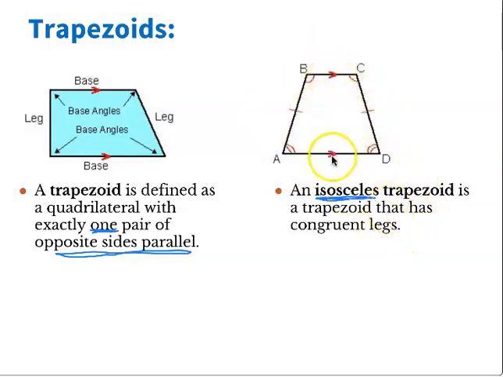This arrow and this arrow lets us know that these two sides are parallel. So it's got a set of parallel sides, which makes it a trapezoid, and then more specifically, it has a set of legs that are congruent, which makes it more specific, an isosceles trapezoid.